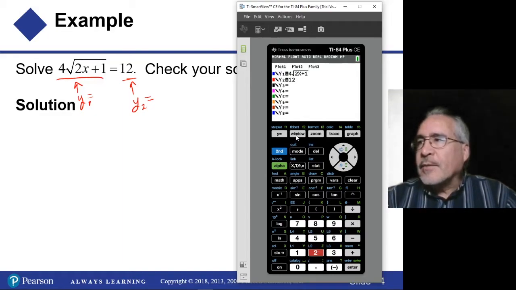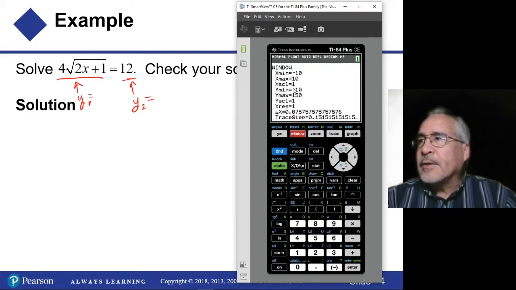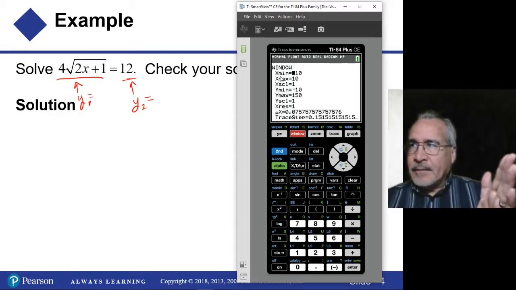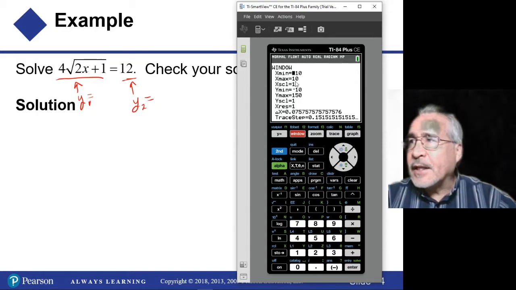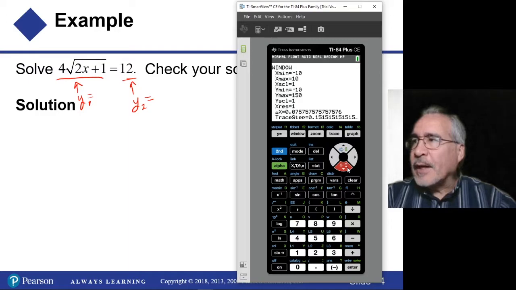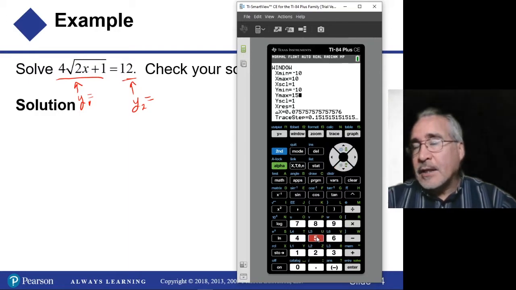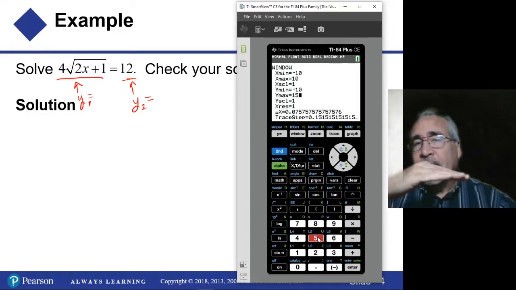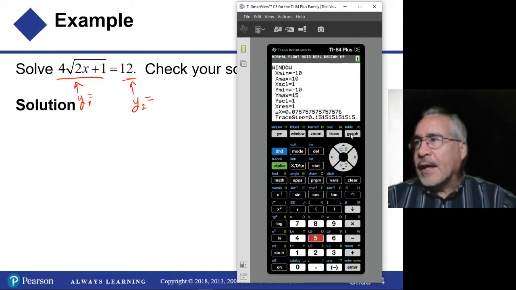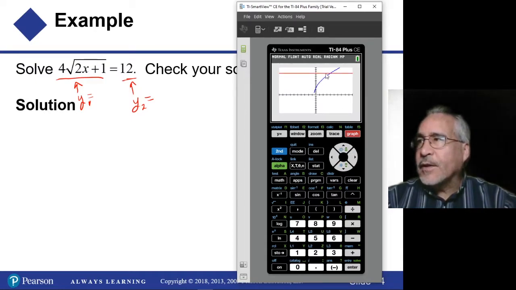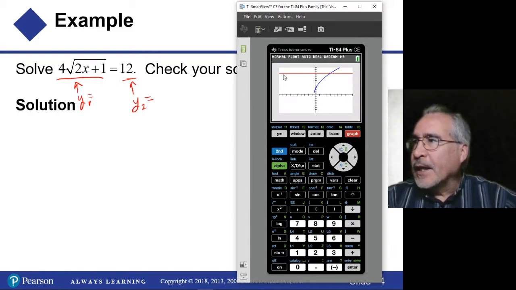So doing it in this method, we also have to make sure our window will be able to see what we're looking at. So the x is going from -10 to 10. Right now I've got my y values going from -10 at the bottom to 150 at the top. I think that's a little bit overkill. I think I'm going to make my y max 15, because I know I need it to be at least 12, right? Because y equals 12, to be able to see that, I have to have my window above that. Okay, and so I will hit graph. There's the first y equals 4 square root of 2x plus 1. Here's the second one, and all I've got to do is find what that intersection is.